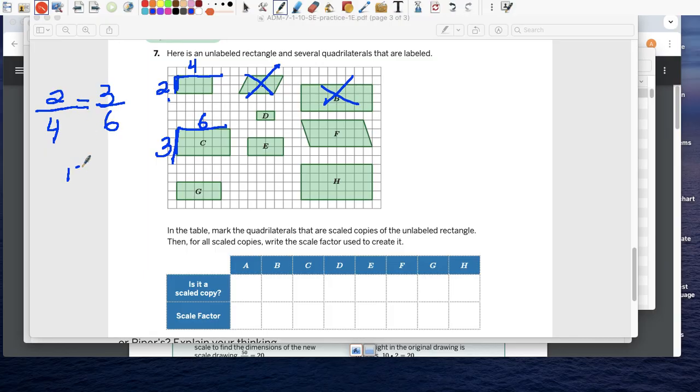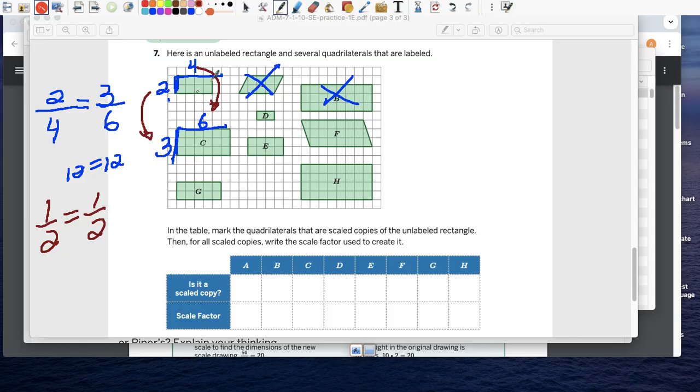2 times 6 is 12, 3 times 4 is 12. What does that tell you about those two ratios? They're the same. So that's one way of doing it. Is there a different way of doing it? Well, you can also simplify. 2 over 4, if you simplify 2 over 4, it becomes a half. If you simplify 3 over 6, it's also a half. Are these two ratios the same? Yes, they are. So what does that tell you about the original one, C? They are scale copies. And just for you to know, there's a third way.